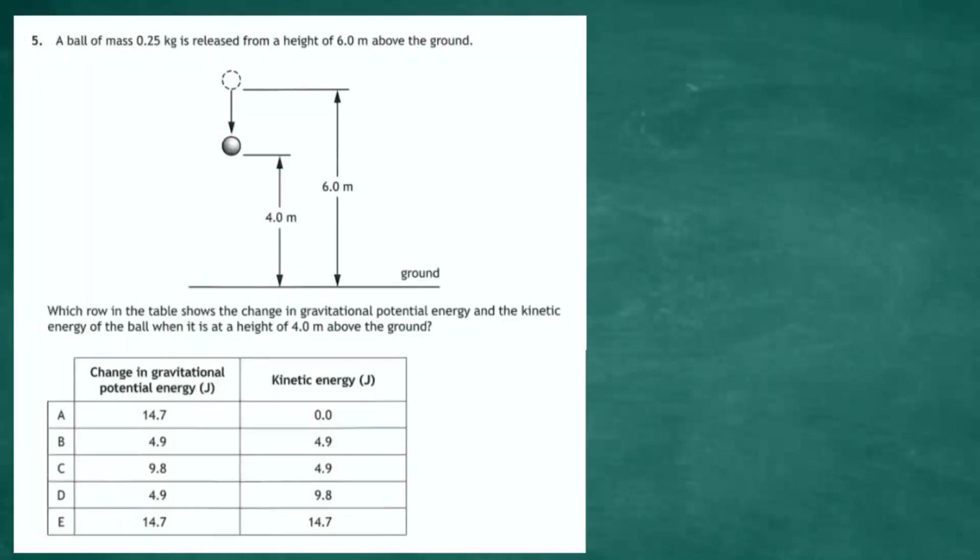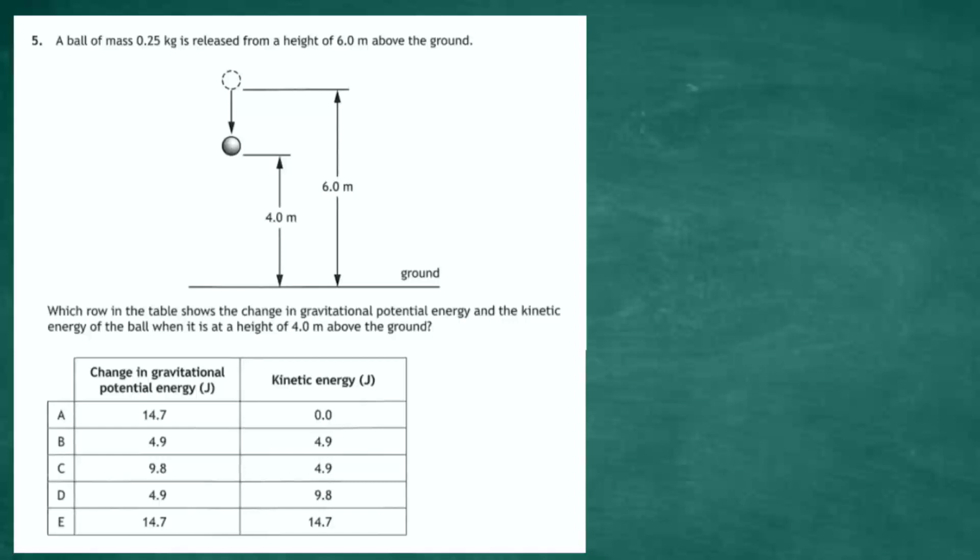Question 5 from the 2022 National 5 Physics exam from the SQA, and it's from Section 1. A ball of mass 0.25 kilograms is released from a height of 6 metres above the ground. We can see the picture there. It falls down a bit, and in a snapshot we've got a snap of the ball just 4 metres above the ground. We're asked to find which row in the table shows the change in gravitational potential energy and the kinetic energy of the ball when it is at a height of 4 metres above the ground.